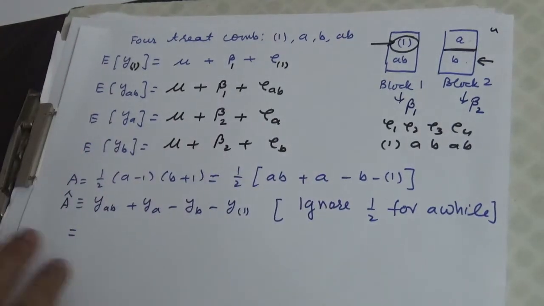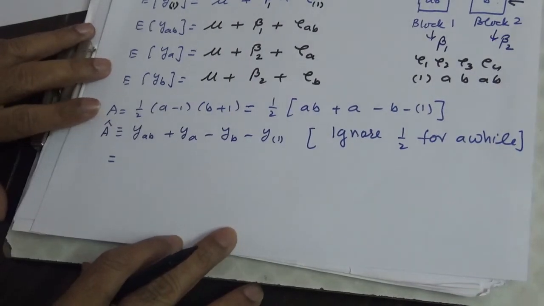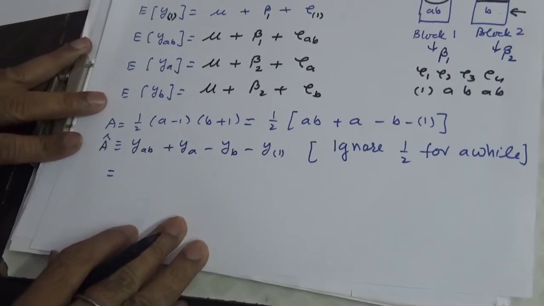Okay. Now, using these 4 observations, we have to find out the value of main effect and interaction effects.